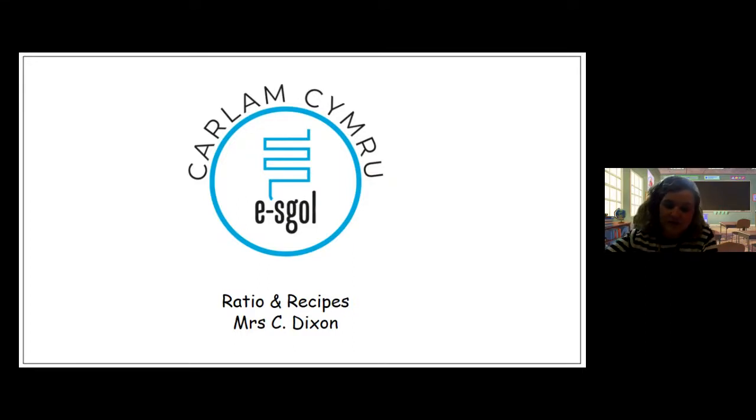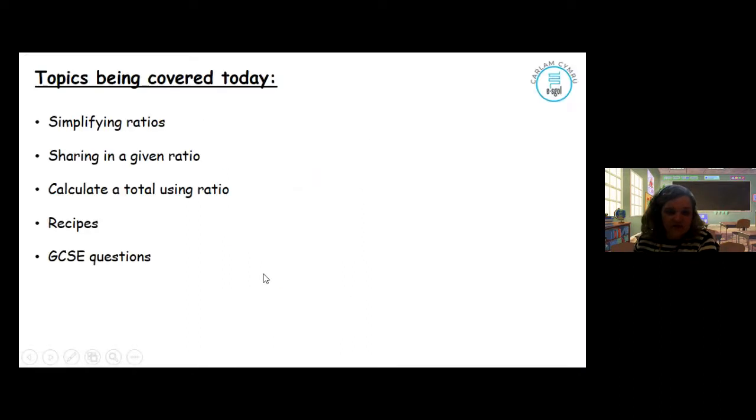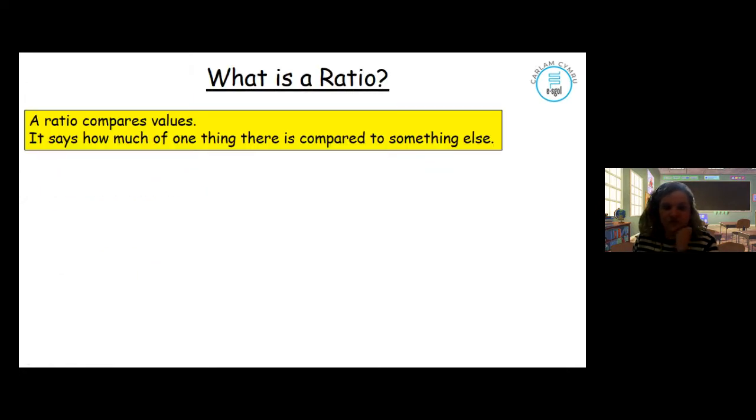Okay then, so today we're going to look at ratio and recipes. So these are the things that we're going to try and get through today: simplifying ratios, sharing in a given ratio, calculating a total using a ratio, recipes, and then some GCSE questions as well. So straight to it.